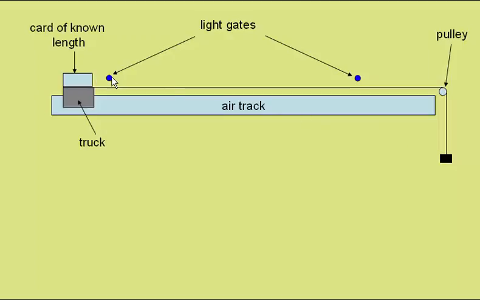As the card passes through the light gates, the speed here and the speed here can be found and the acceleration calculated. Generally, the light gates would be connected to a data logger that would do all these calculations for us.